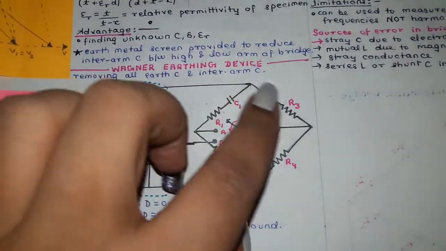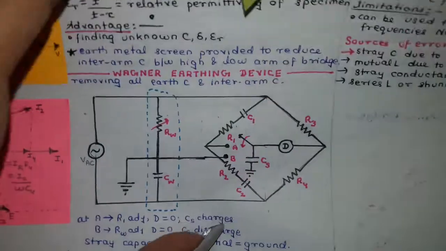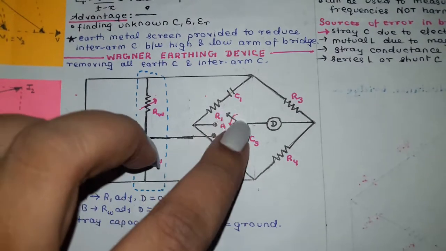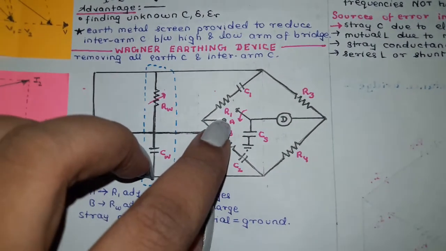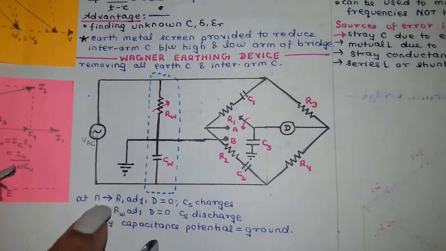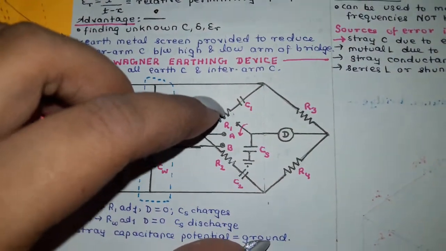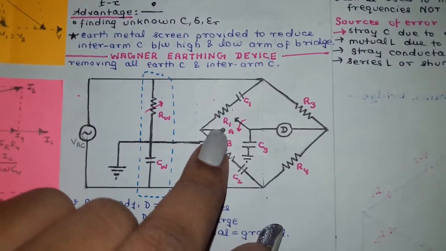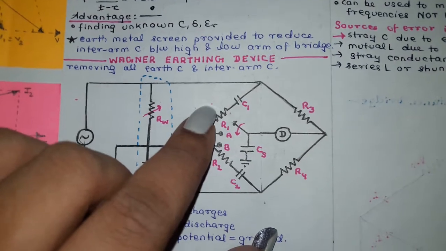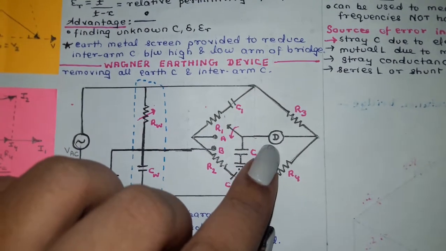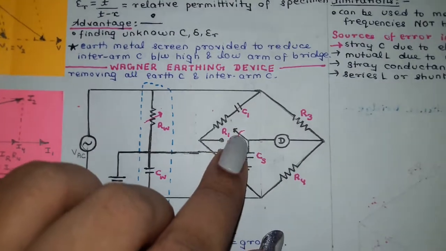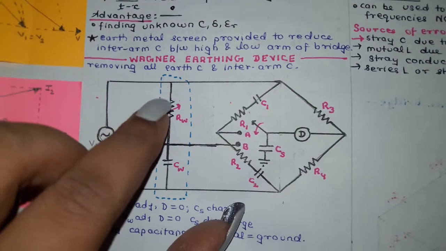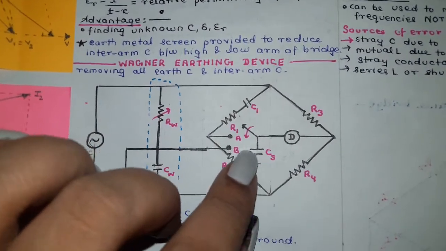This is your required circuit diagram, and this is your Wagner earthing device. First this is your switch, you shift it to A. Then you adjust the value of R1 so that the detector shows a null deflection. Then you remove the switch and connect it to B terminal, then vary this RW in such a way that this capacitance gets discharged.